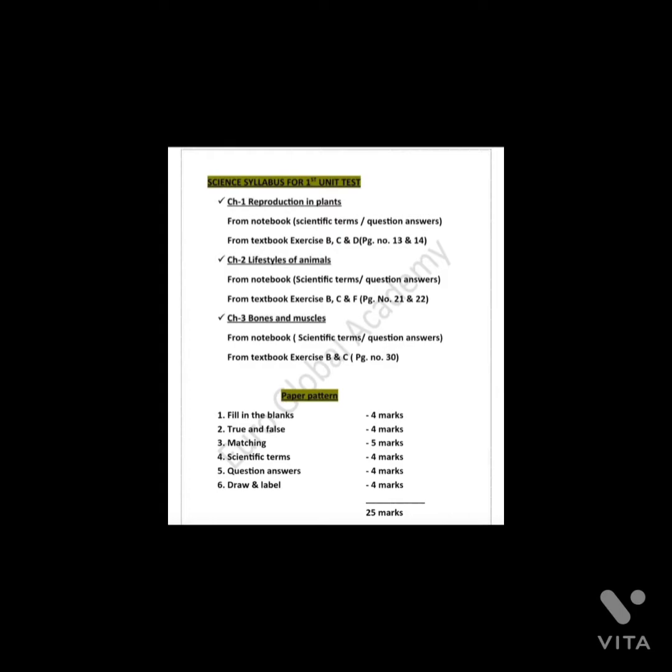And draw and label: you will have to revise from your textbook, page number 13, exercise C. You just have to draw the diagram and you will have to label the diagram also. Okay.